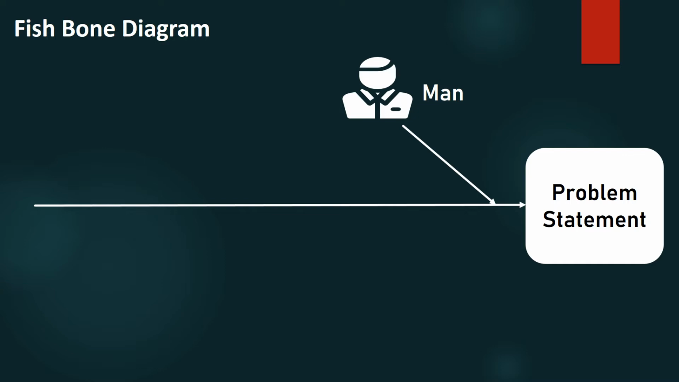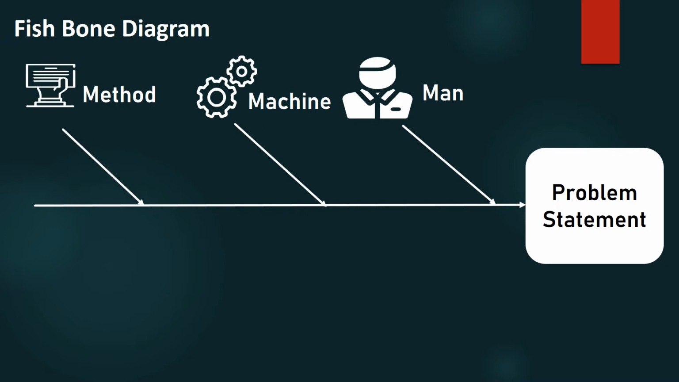First, man related causes have to be mentioned in a single arrow, as shown in the drawing. Second, machine related causes: all possible causes have to be identified and mentioned separately in the next arrow. And third, method related. Method means how to operate the machine, how to produce the things, how to process and do the activities to complete the process. These all come under the method category.